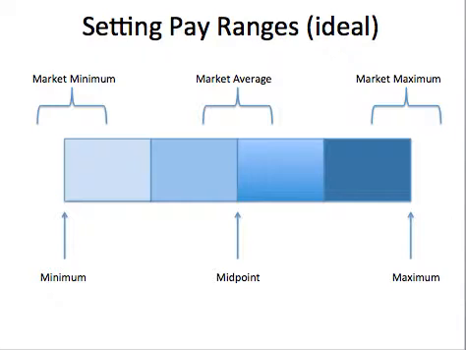Once organisations obtain the necessary benchmarking data, they can use it to set pay ranges. Ideally, pay ranges are set in the following fashion. The minimum wage for a given job should align with the market minimum. The midpoint of the range should align with the market average. And, unsurprisingly, the maximum amount of pay should align with the market maximum. Depending on how competitive an organisation wants to be in terms of their pay ranges, they may choose to match, lag, or precede the market values.